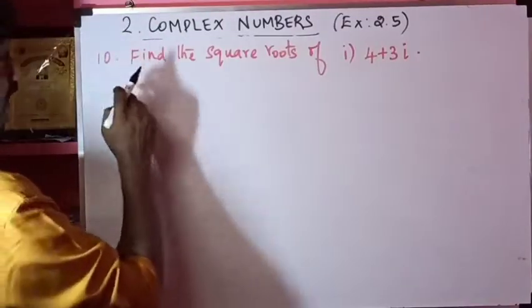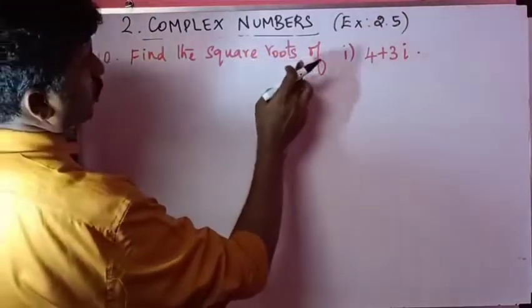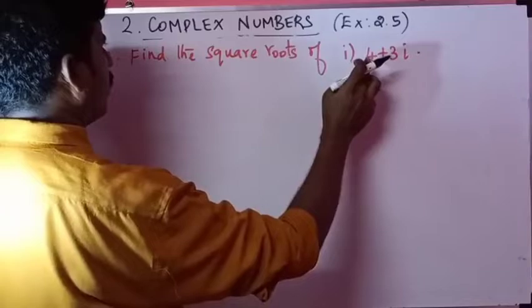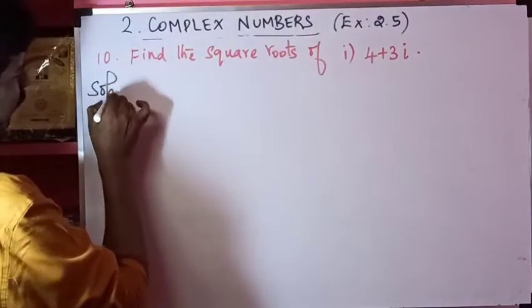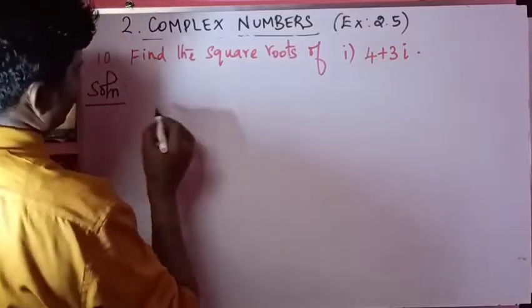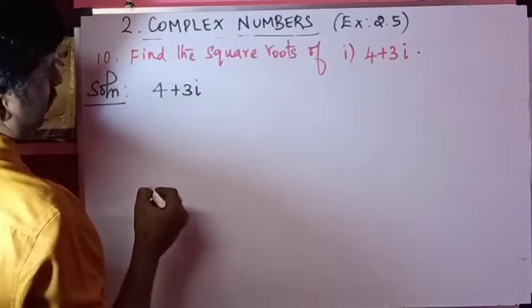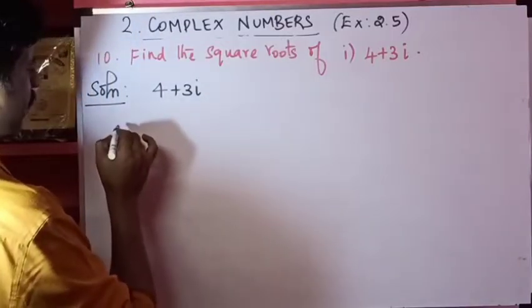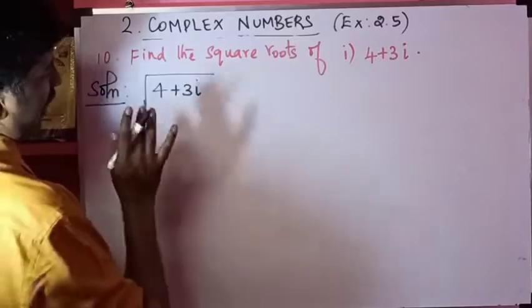See the question number 10 in exercise 2.5. Find the square roots of the first question, 4 plus 3i. நல்லா கவனமா கவனிங்க. This is a very important problem, right? So what is given? 4 plus 3i. 4 plus 3i. So the square root, which is root 4 plus 3i, find it.